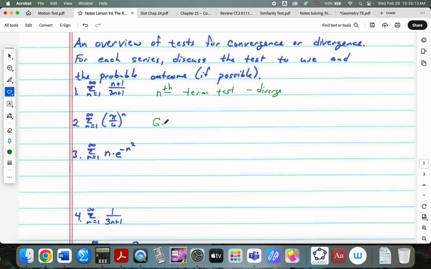Yeah, it's a geometric. And pi over 6, well, it's a little more than a half. So what is this going to do? This is going to converge.